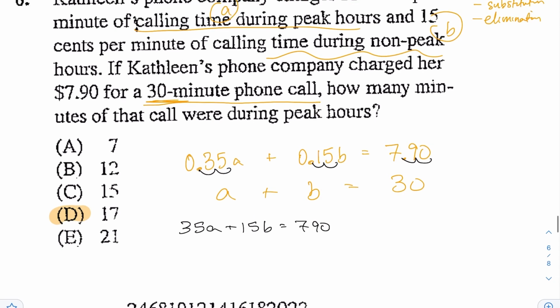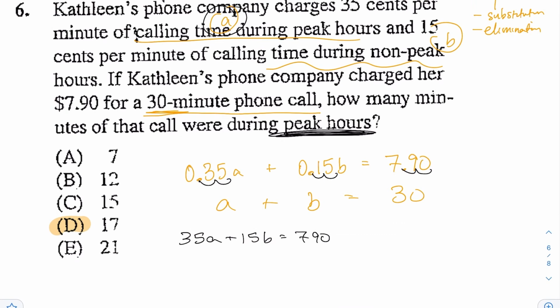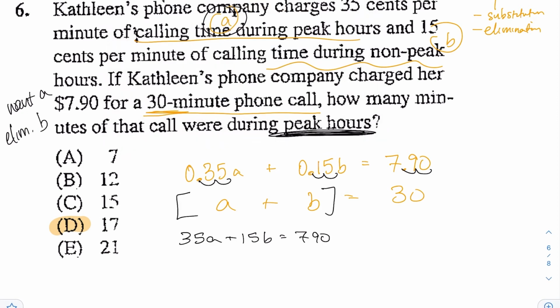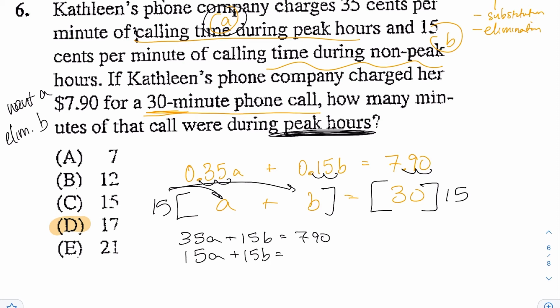And you want to know how many minutes were used during peak hours. So you want A. If you want to solve for A, that means you want to eliminate B. And to eliminate the variable B, we have to make sure the coefficients are the same. So you'll have to actually multiply the second equation by 15 to match the coefficient for B. And remember to distribute. That'll give you 15A plus 15B, equal to 30 times 15, or 450.